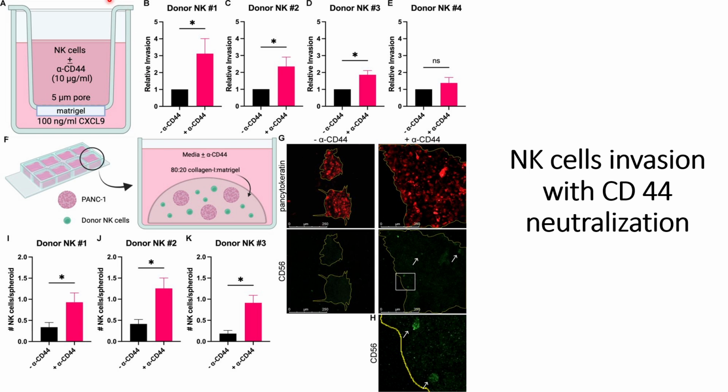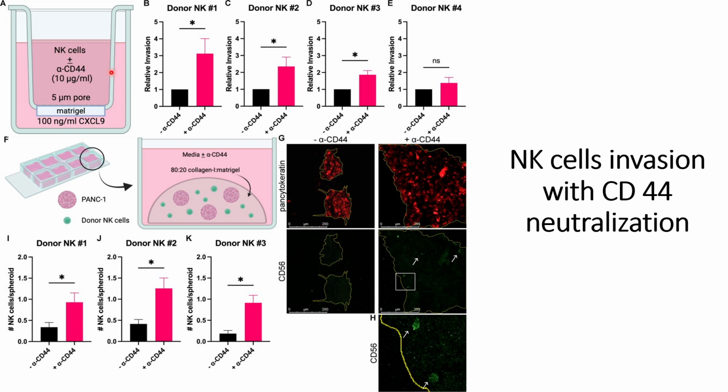So this is their experimental plan for the 2D model, where they took the NK cells and treated them. In one condition they used anti-CD44 to neutralize CD44 on the NK cells, and in the other condition they did not use anti-CD44. They coated the transwell migration chamber with a Matrigel and collagen mixture, and in the outer layer they used the cytokine CXCL9 at 100 nanogram per ml. They did their study on 4 different human donor cell lines.